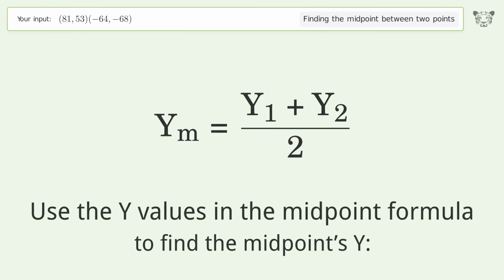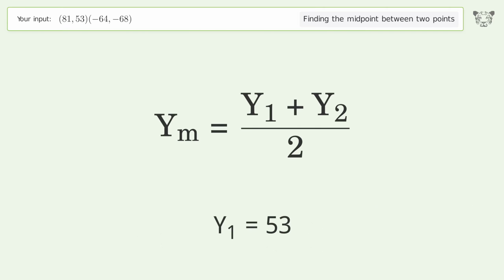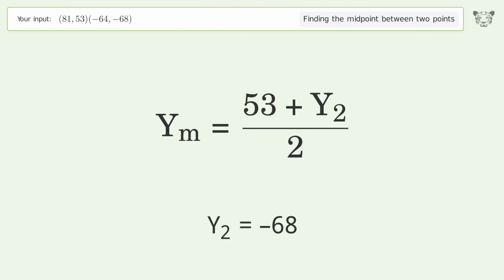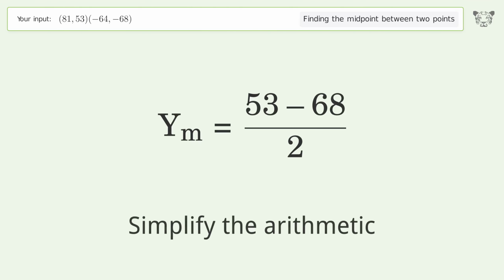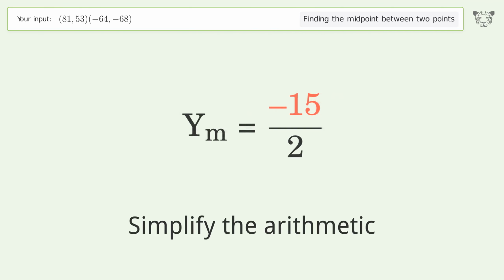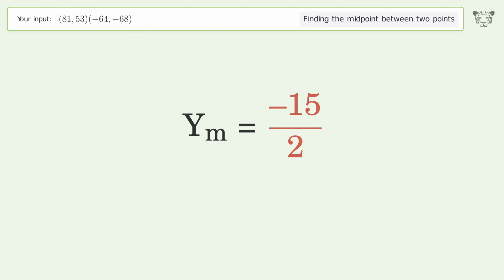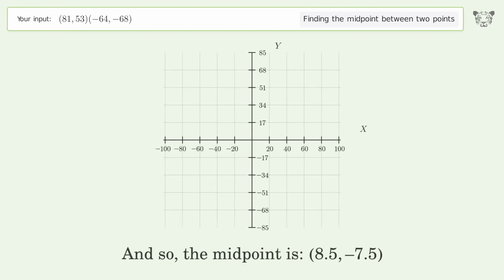Use the y values in the midpoint formula to find the midpoint's y. y1 equals 53. y2 equals negative 68. Simplify the arithmetic. And so, the midpoint is 8.5, negative 7.5.